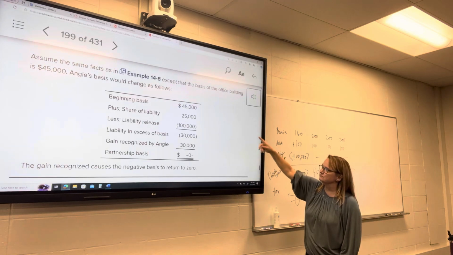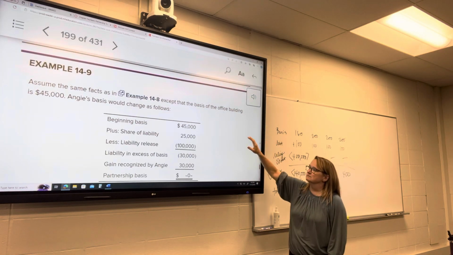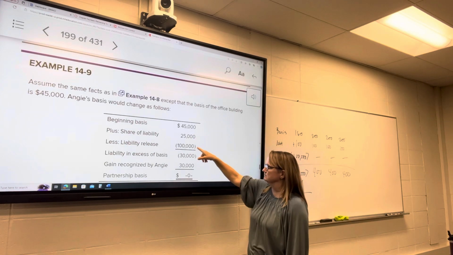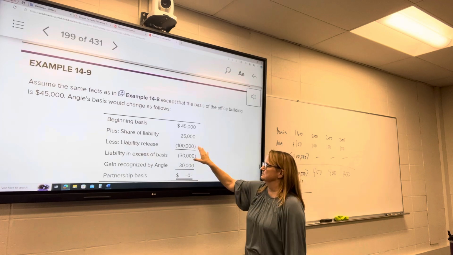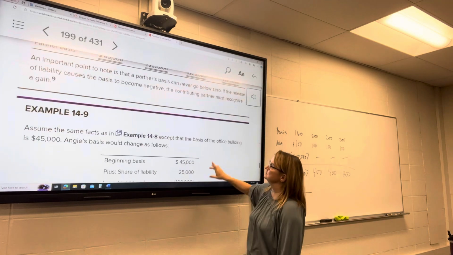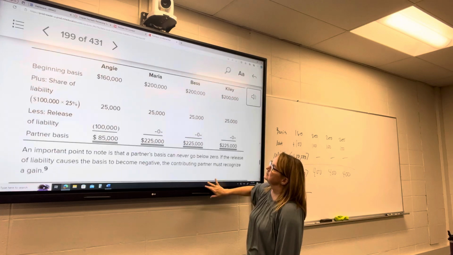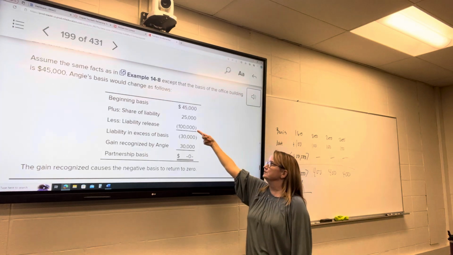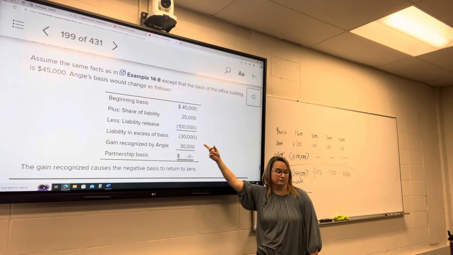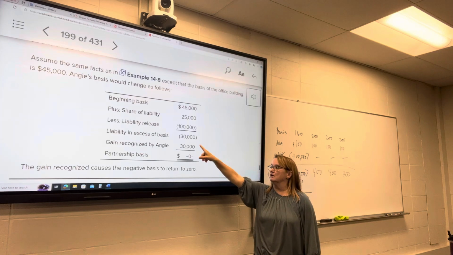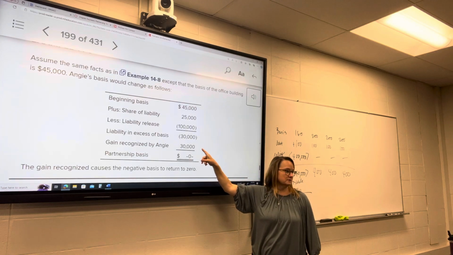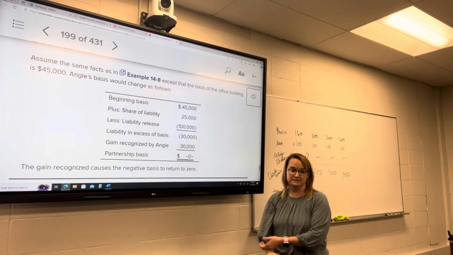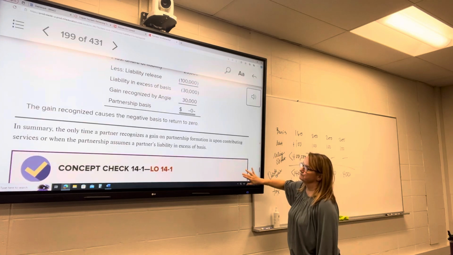Here's an example. So $45,000 beginning basis, share of liability. Here they didn't change the liability release like I did. What they did was they changed the basis on the property. Instead of 160, now it's 45. So plus 25,000 minus her liability release of $100,000, now she's got negative 30,000. She's going to pay tax on $30,000. That brings her basis then up to 0. Her outside basis in the partnership, up to 0.